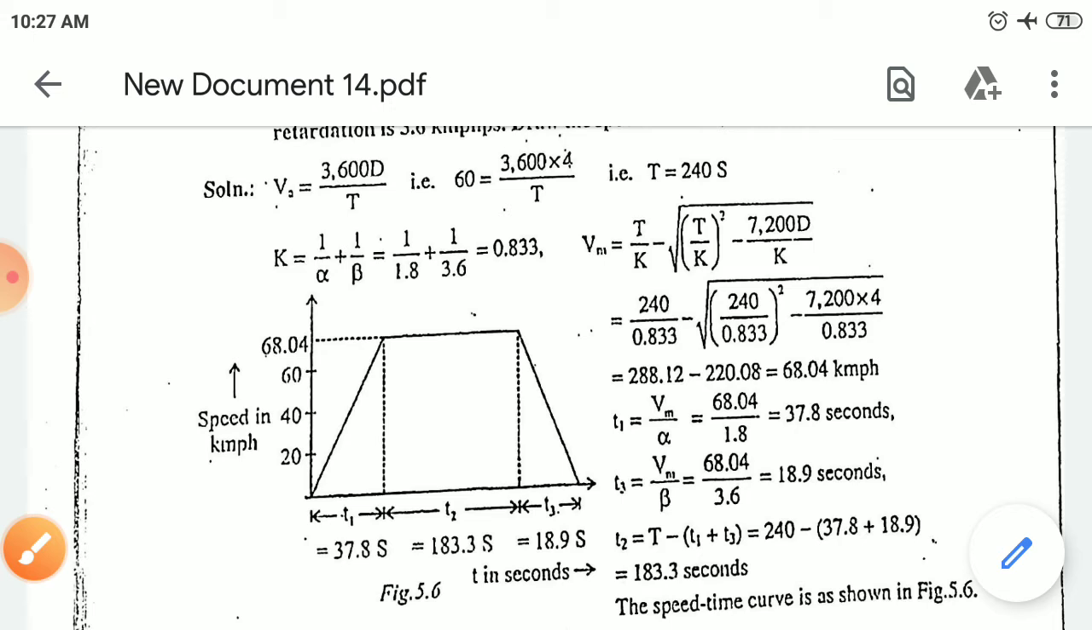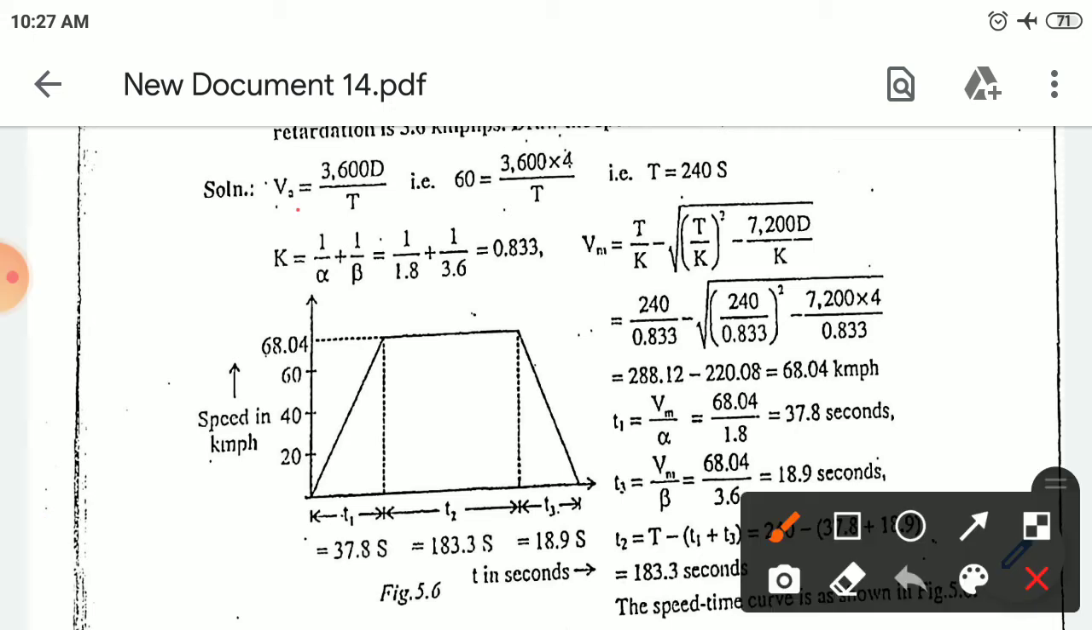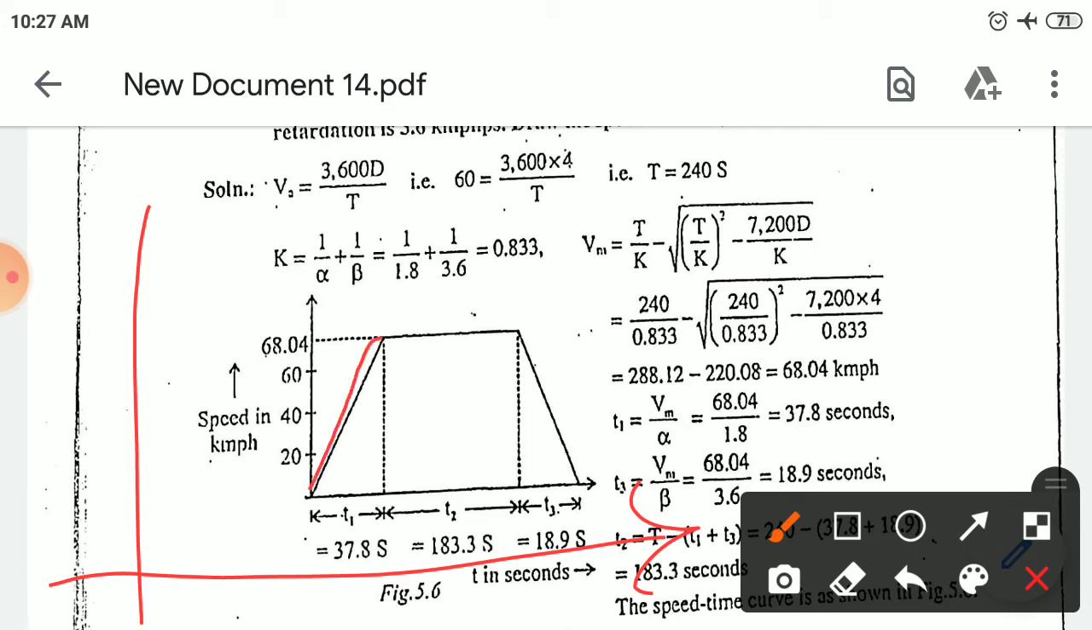Now they ask you to plot the speed time curve. You just have to plot it like this. This is the speed of a train. This is the speed and this is the time. You have to draw the speed time curve and indicate the T1 value, T2 value, T3 value, and also the Vm value. 68.4 is the Vm value. T1 is 37, T2 is 183, T3 is 18 seconds.